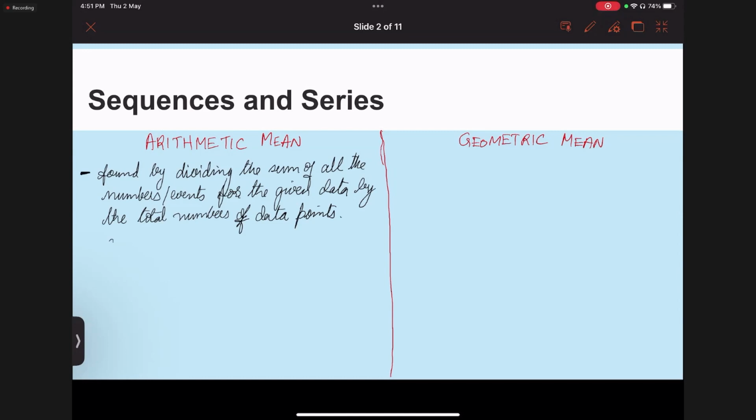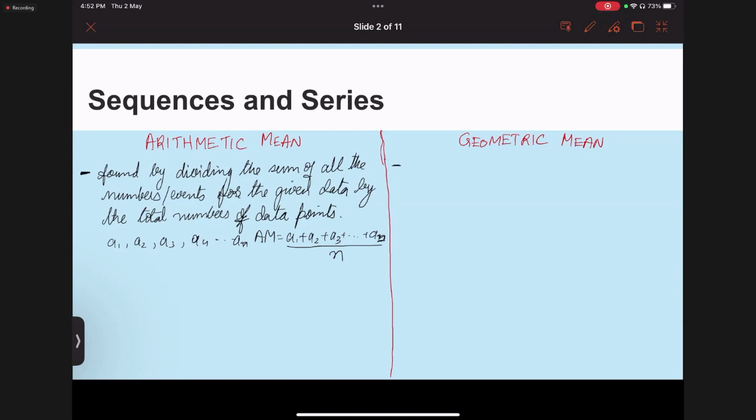Usually if you have A1, A2, A3, A4, going all the way up to AN, your arithmetic mean AM is going to be A1 plus A2 plus A3 plus all the way up to AN, divided by N, the total number of terms that are there. So this is our arithmetic mean.